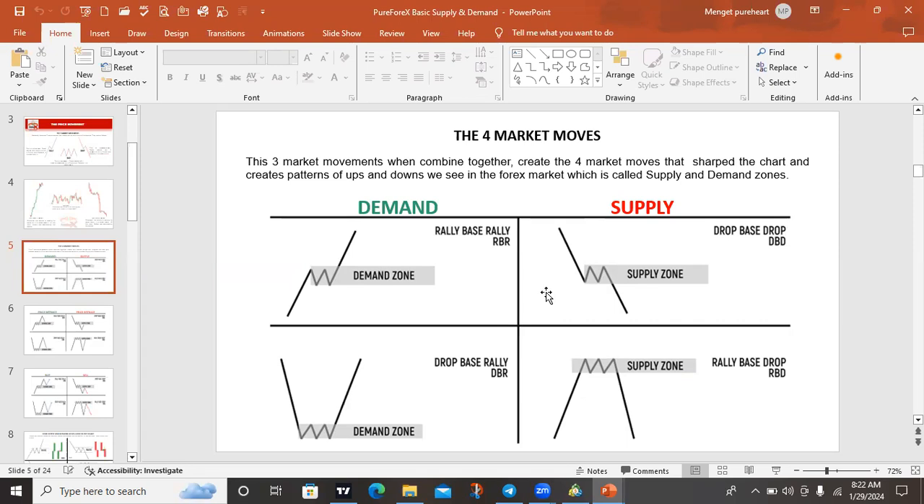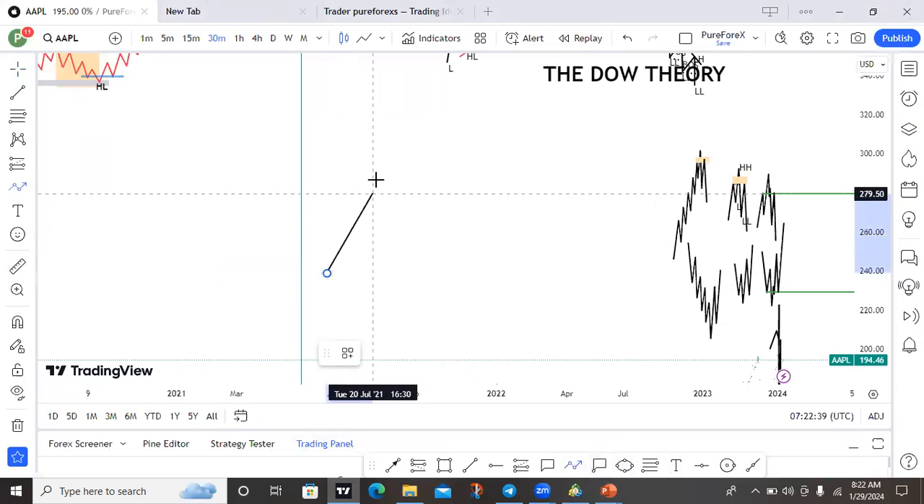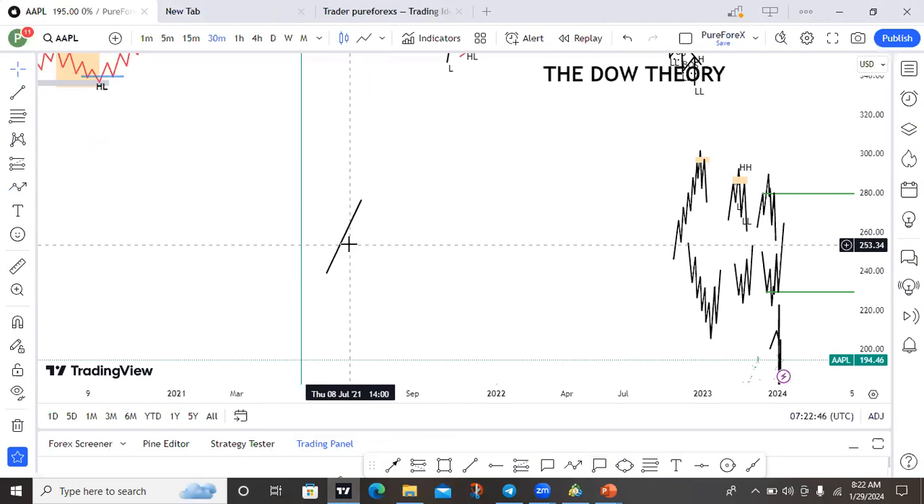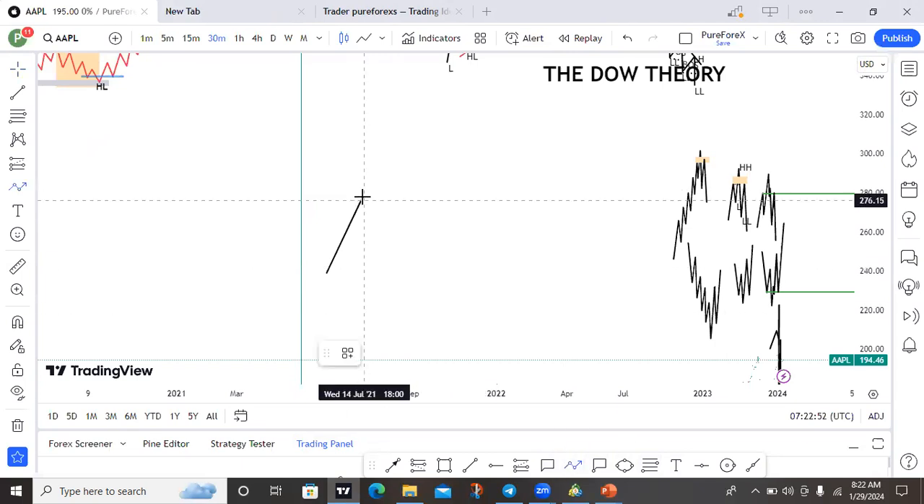Whenever we talk about supply and demand zones, we are referring to when we combine these three market movements, which are the rally, the drop, and the base together. They give us another form or shape in the chart, which we call supply and demand zones. So for instance, this is a rally. This move now, let's say the market makes a move like this. Yes, this is a bullish movement. But remember, in supply and demand, it is called what? Rally. And then the market makes another move.